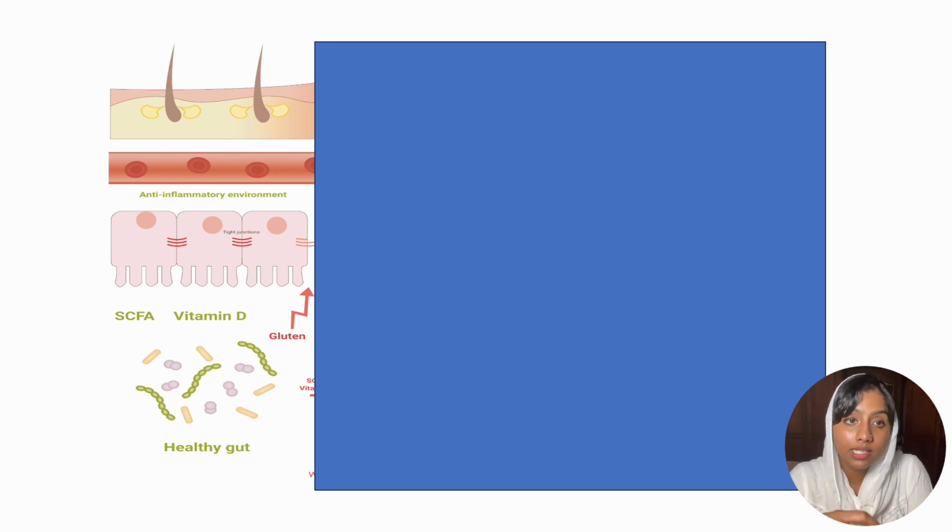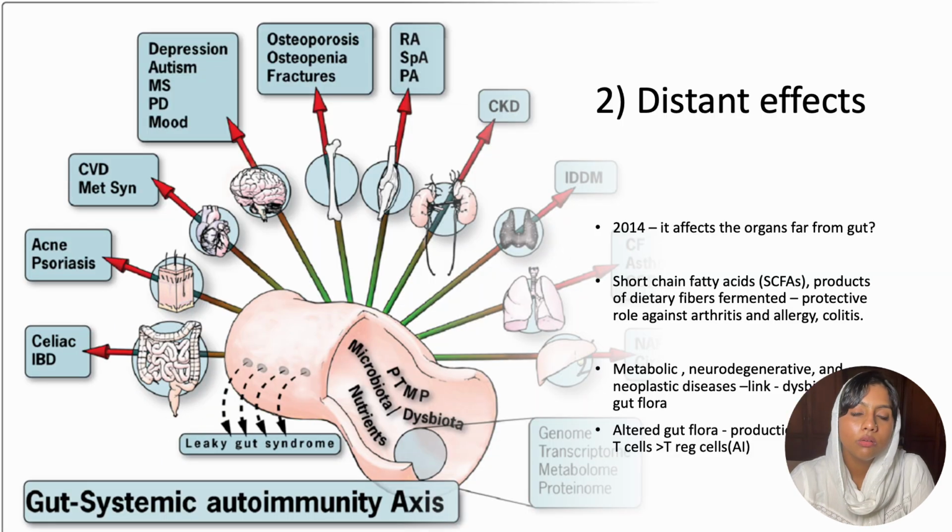And they also help to maintain the gut intestinal barrier integrity. So it was in 2014 that they started finding out that the gut microbiota had a distant effect, whereby the gut microbiota influenced not just colitis but arthritis and allergy, and they started identifying in various diseases that there is a dysbiosis.